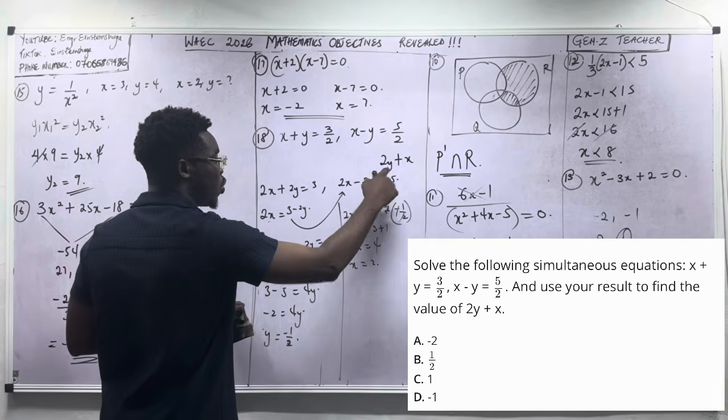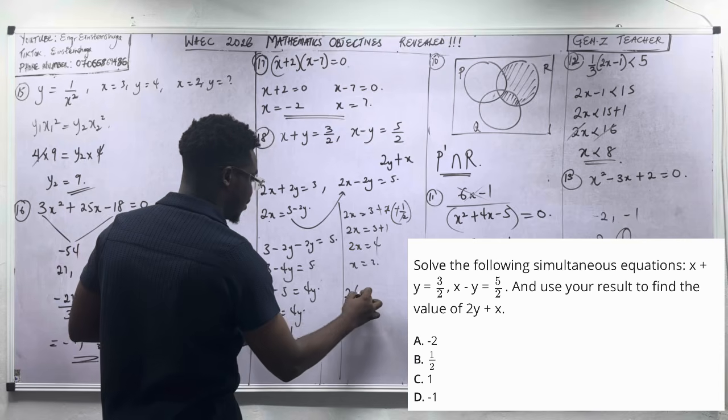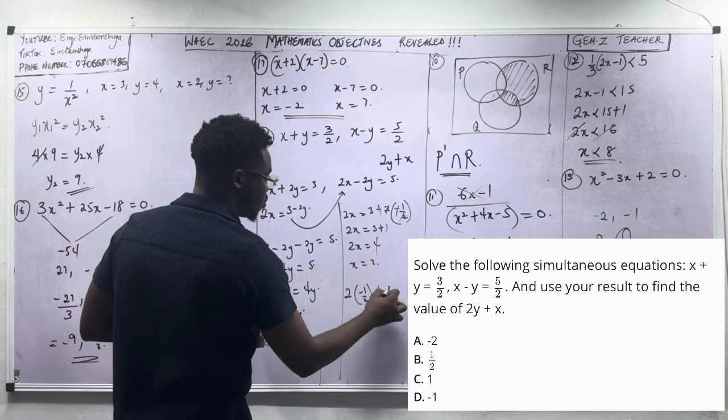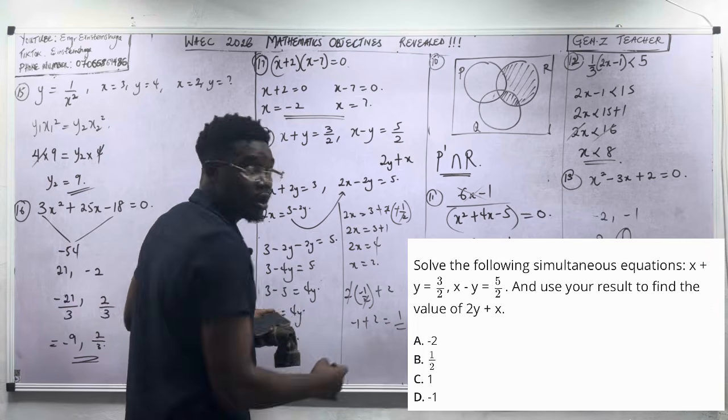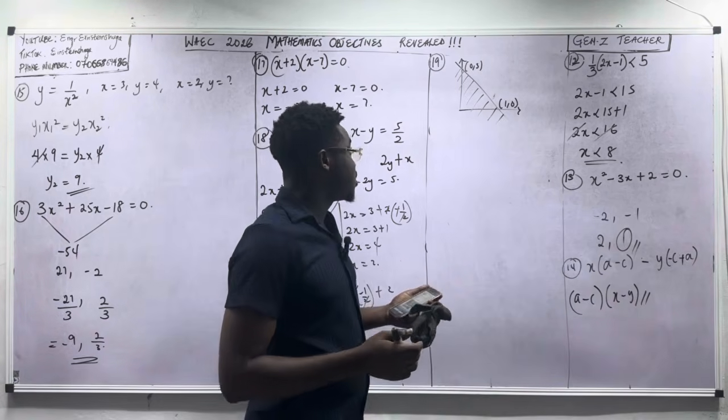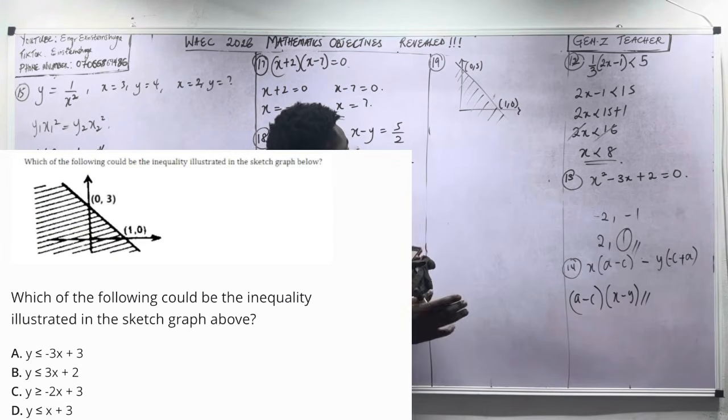We're asked to find 2y plus x. So 2 times minus 1 over 2 plus 2. This takes out this, we have minus 1 plus 2, and the answer should be 1. But 19 says, which of the following gives this graph in the option? Now quickly, let's see the graph.